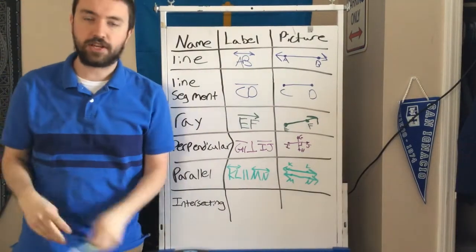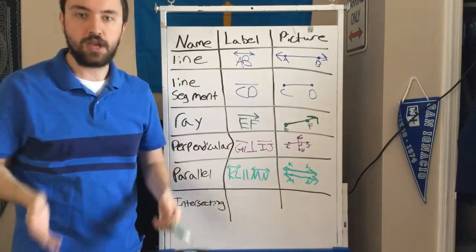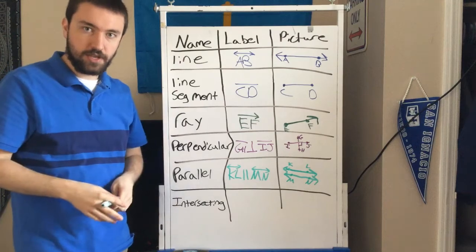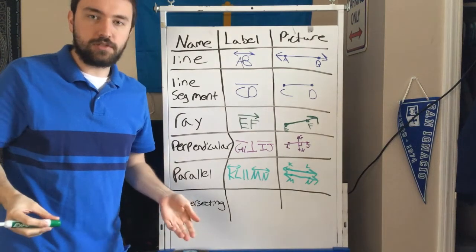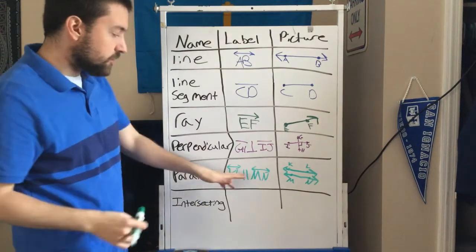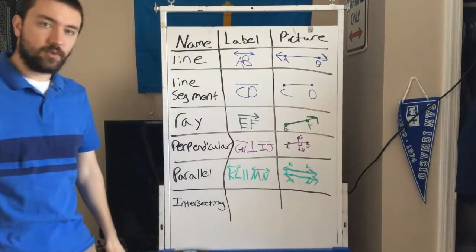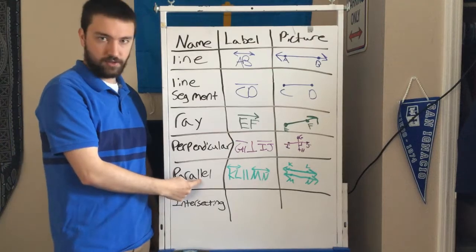They never, ever touch. I like to think of railroad tracks. Railroad tracks never touch, the two tracks, because if they did, the train would just fall off the track. So these are lines that never come together. And the nice way to remember this is parallel is spelled with two L's.